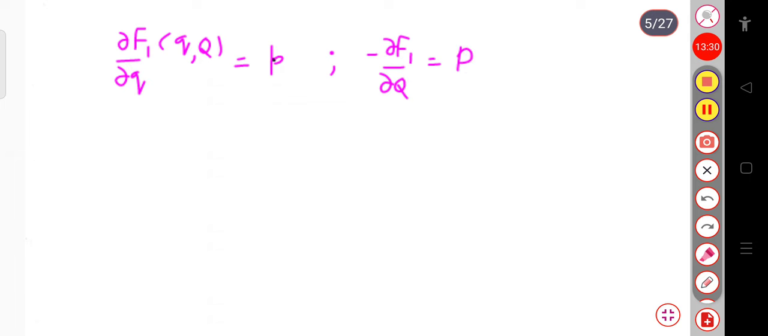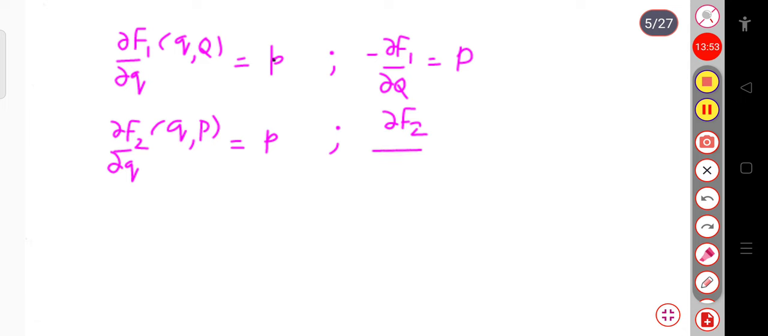And also for ∂f2/∂q, since f2 is a function of small q and capital P, this is equal to small p. And also ∂f2 divided by ∂ of capital P, f2 being a function of q and capital P, is equal to capital Q. Okay, this one is your small p and this is your capital P.